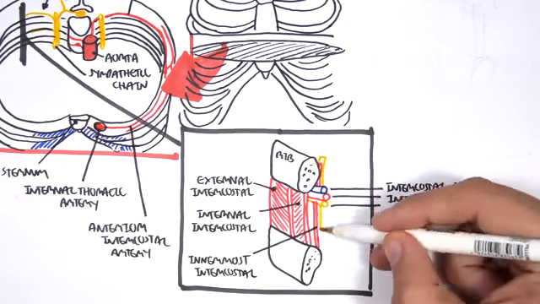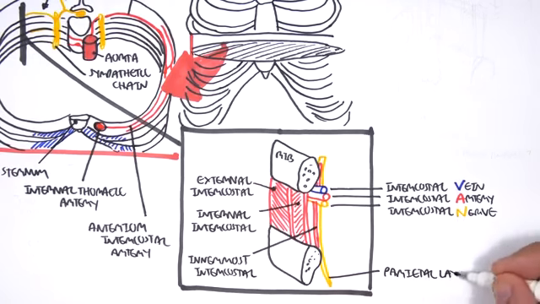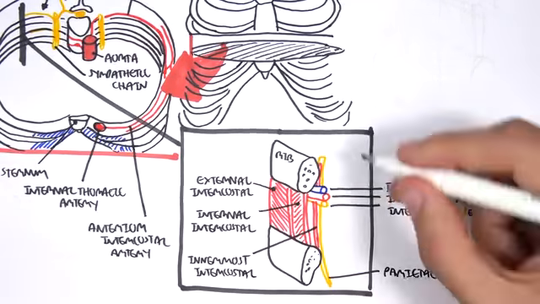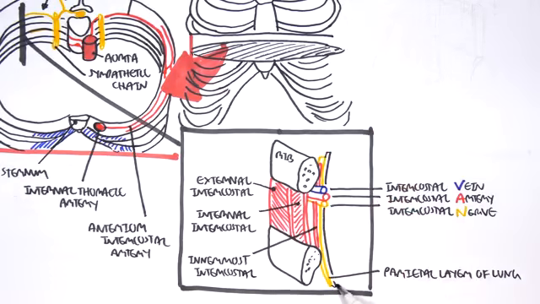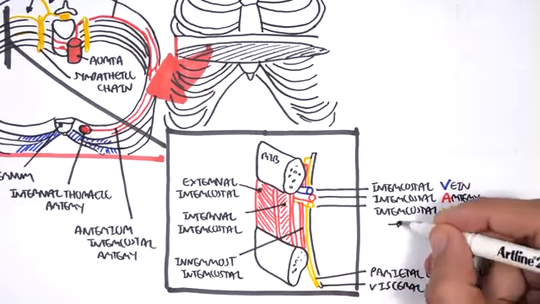So another layer, which is under the innermost intercostal, is the parietal layer of the lung. And then the other layer is the visceral layer of the lung. In between the parietal layer and the visceral layer, we have the pleural cavity, essentially. Anyway, it's important to know about the intercostal nerve because the intercostal nerve is sensory.